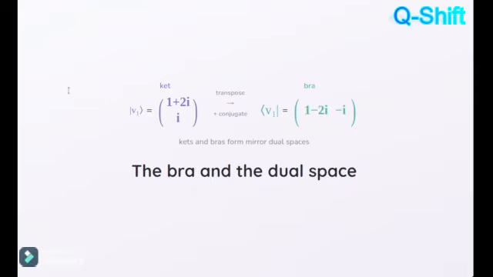Every ket has a partner called a bra, written with the angle bracket on the left. Kets and bras live in 2 mirror worlds called dual spaces, and each ket maps to exactly 1 bra. The recipe: transpose the column into a row, then take the complex conjugate. So if ket v1 is the column 1 plus 2i, and i, then bra v1 is the row 1 minus 2i and minus i.